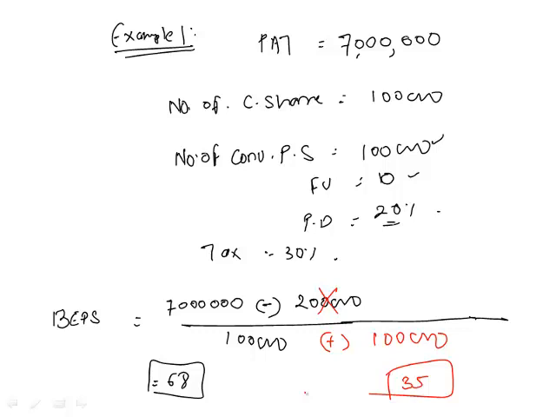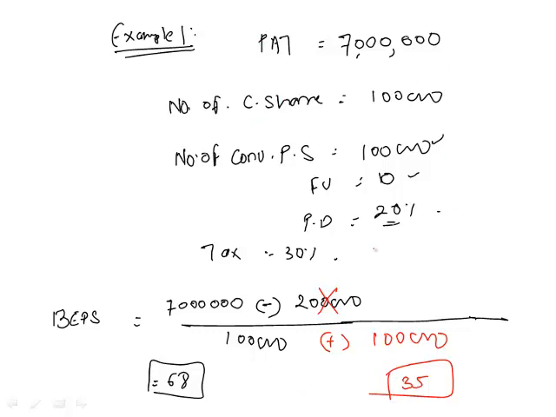Preference share is a preference share. Equity is equity. Debt is debt. It's just that they are convertible. That's it. They're not mezzanine.